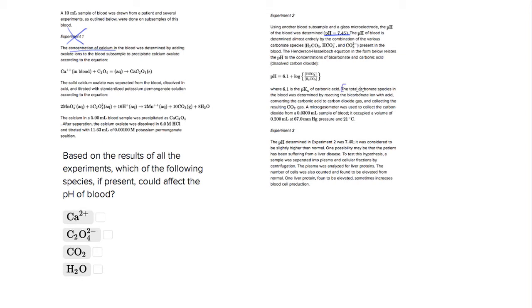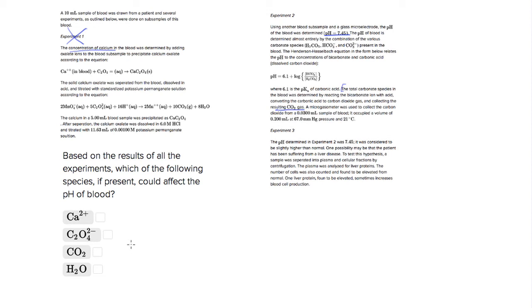at the total carbonate species in blood. So you want to look at something dealing with carbon, and you're seeing how converting this carbonic acid to carbon dioxide gas and collecting the resulting CO2 gas will help determine the pH. So it can be assumed that since you're getting the reading from the CO2, that the CO2 is probably going to have an effect on the pH. So we see that CO2 is our choice 3, so that's probably going to be a good answer.